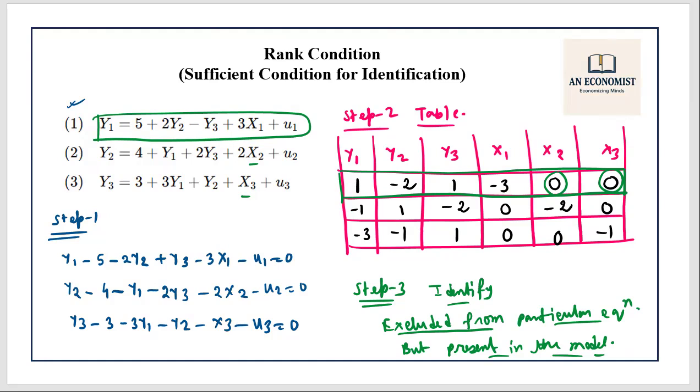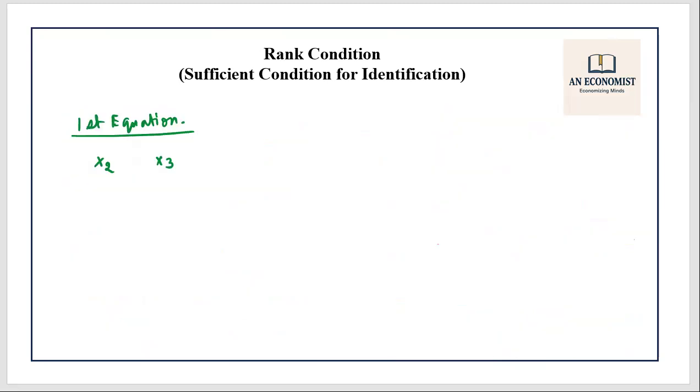So for that, what do you do? We have to use the rank. We will find out whether the matrix is of full rank or not. So for that, you have to take this into account. Take these two columns. Under x2, what do you have? 0, -2, 0. Right here, 0, -2, 0.